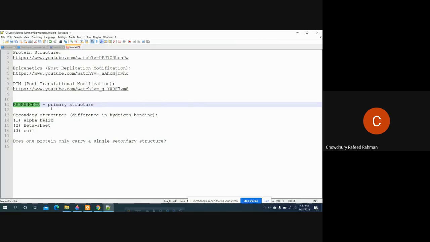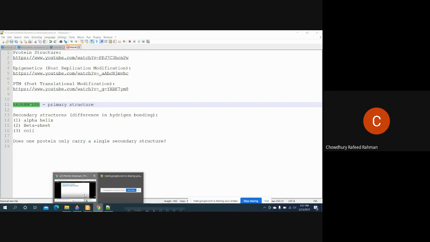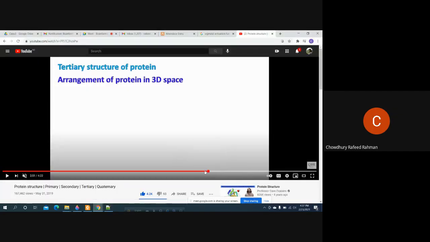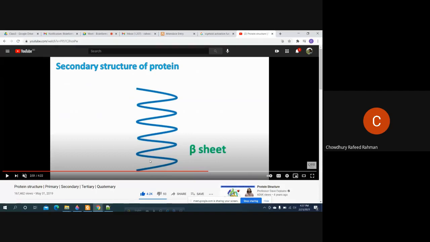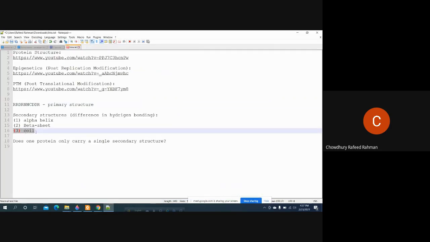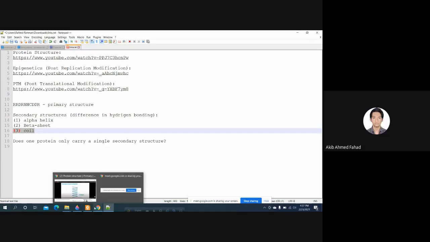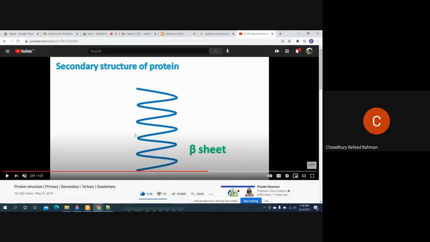This is a protein. Sir, can you please show beta sheet again, please? Beta sheet. Okay, sure. This is the beta sheet. It's not coiled, it's wavy. Yes, beta sheet is not coiled. Coil is another structure. The third structure is coil. Beta sheet is different, coil is different. Sorry, sir. I mean spiral. It's not spiral, it's wavy. This is beta sheet.